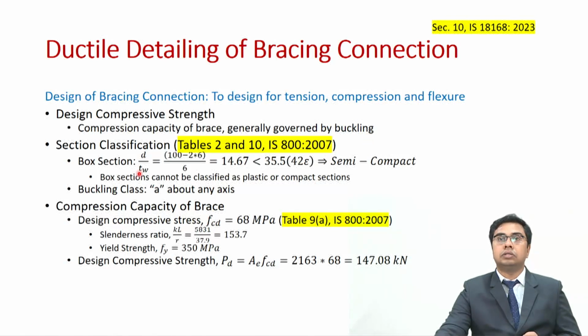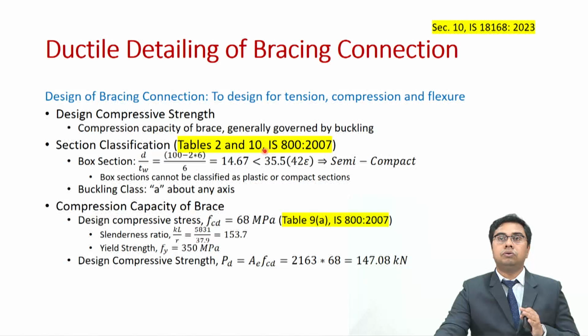For that square hollow section, we will calculate the ratio D by Tw, which has been calculated over here as 14.67, which is less than 42 epsilon. In this case, epsilon is equal to the square root of 250 upon 350, which gives us 42 epsilon equal to 35.5. This means that our box section, which has been used as the structural brace, is semi compact in nature. This is as per table 2 of IS 800 2007.